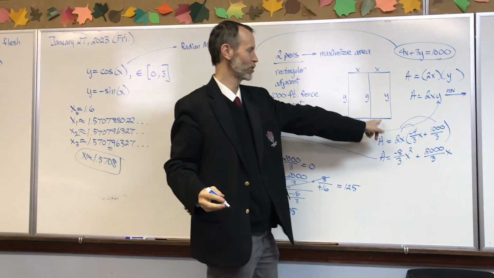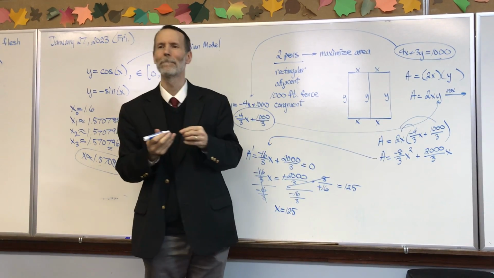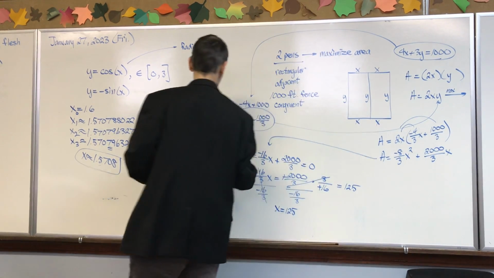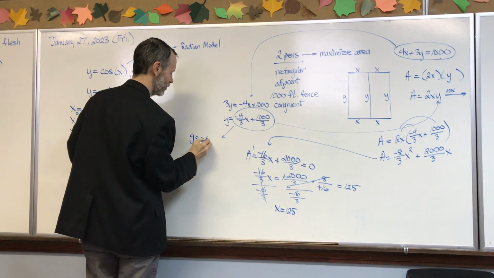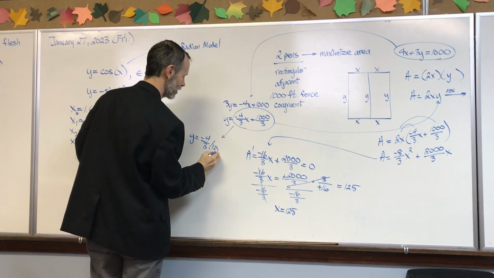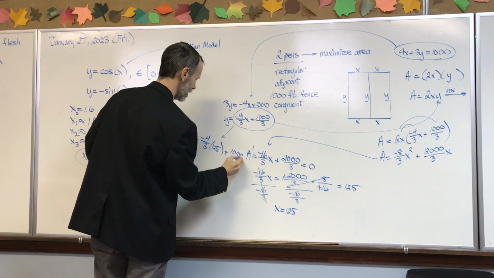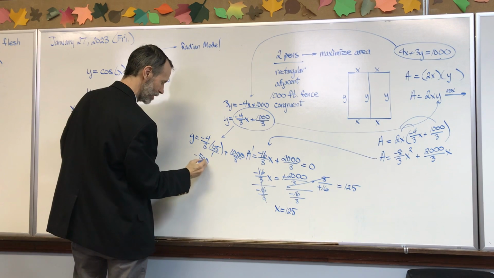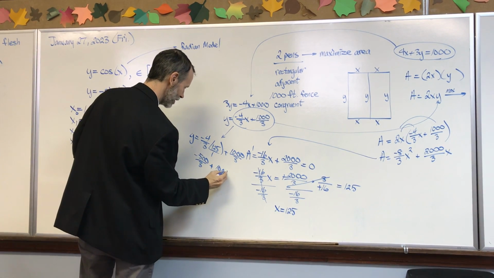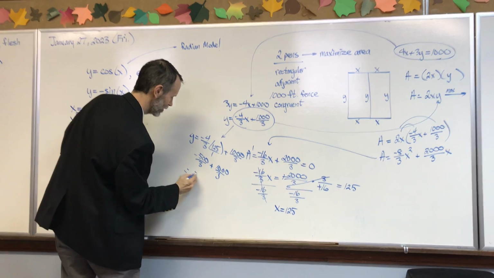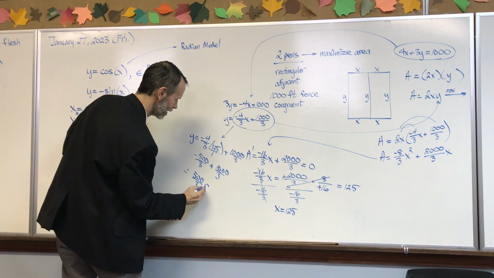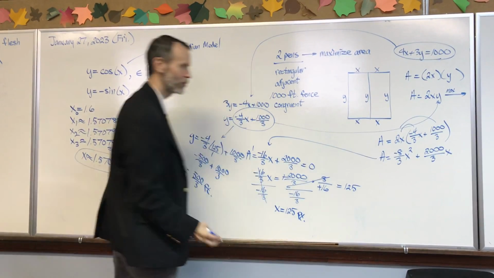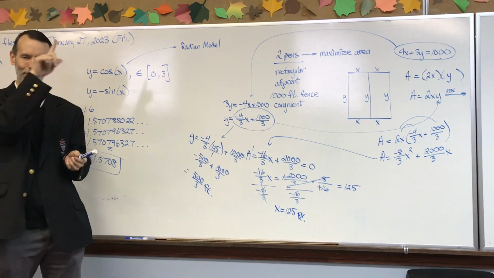So this is 125, this is 125. How do you find y? You've got a formula for y right here. We've got y equals negative 4/3 times 125 plus 1,000 over 3. Let me just turbo that for you. So negative 500 over 3 plus 1,000 over 3 is 500 over 3. You might get a fraction as an answer. 500 over 3 feet by 125 feet is the answer.